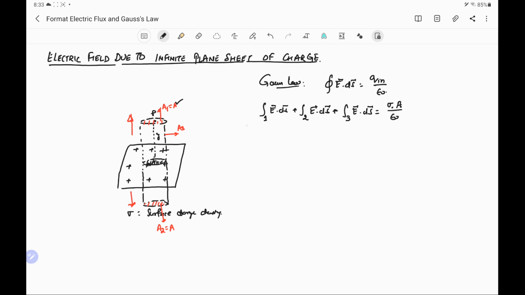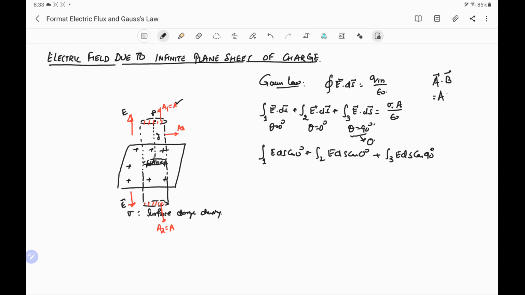For the first case, this direction is the E, and here theta equals 0 degrees. In the second case also it is 0 degrees, but in the third case, E and area A3 are always perpendicular, so it is 90 degrees. Therefore, applying the formula, if theta is 90 degrees, this flux will be 0, because cos 90 is 0. So what remains is the integral for the first surface E ds cos 0, plus for the second surface also E ds cos 0, plus for the third surface E ds cos 90. We have opened the dot product, and the dot product A dot B is equal to AB cos theta. Here A and B are vectors, while this A and B are the magnitudes of the vectors, and theta is the angle between vector A and vector B.